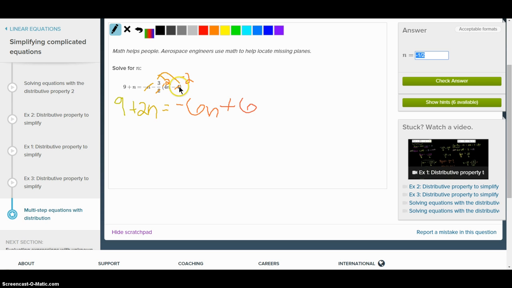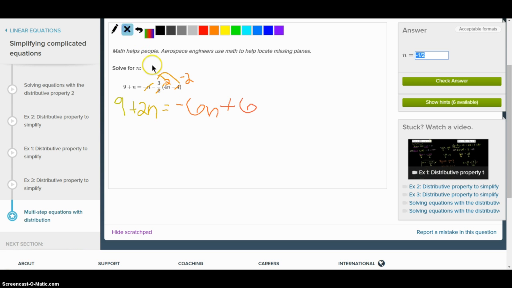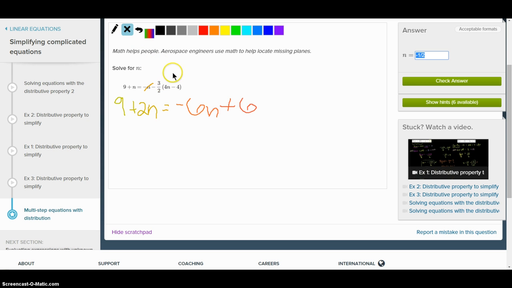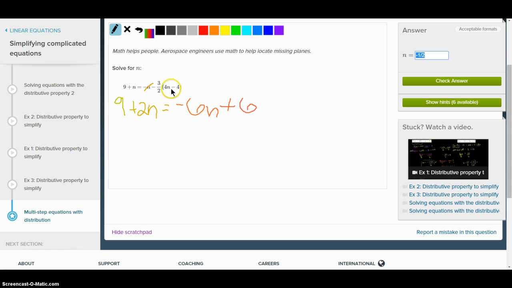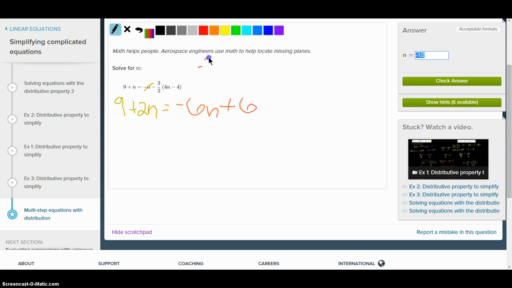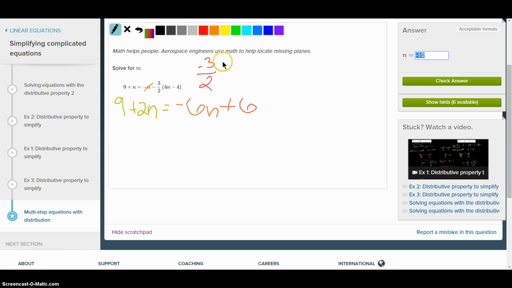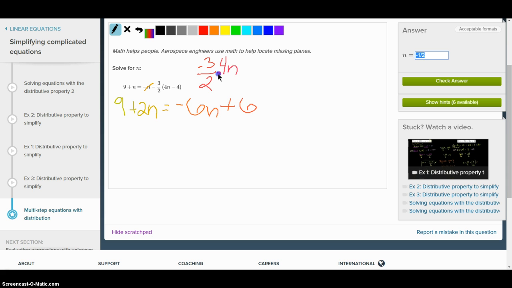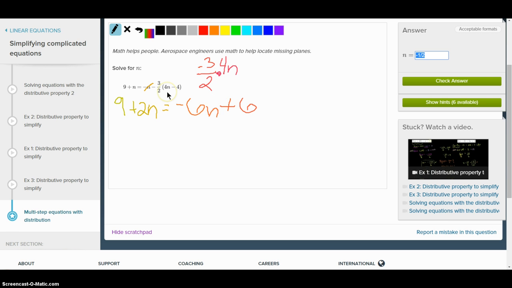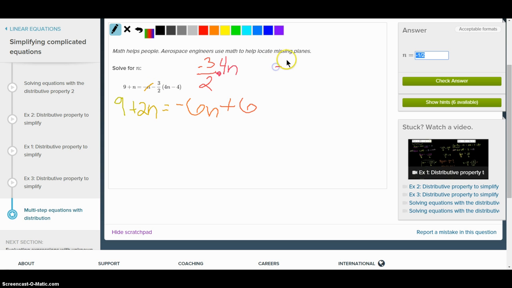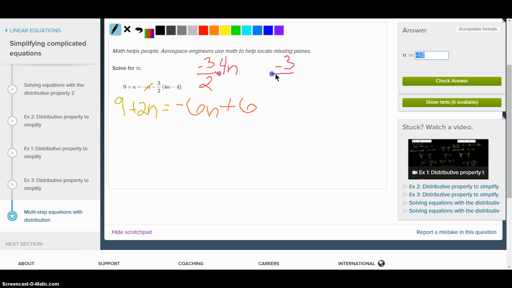Now if you want, I'll redo this up here in case you didn't follow that. Okay, so let's distribute this. This negative 3 halves is going to be multiplied by 4n. And then it's also going to be multiplied by negative 4. So negative 3 halves multiplied by negative 4.